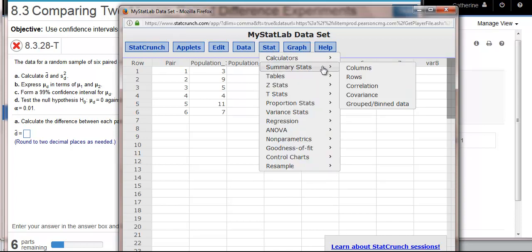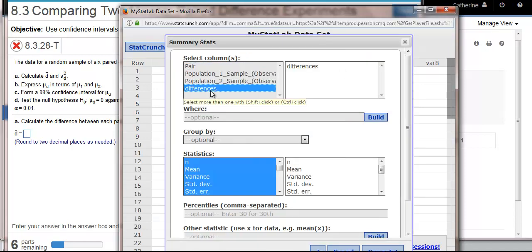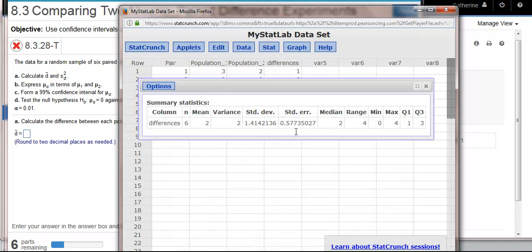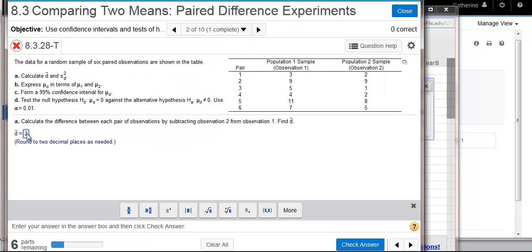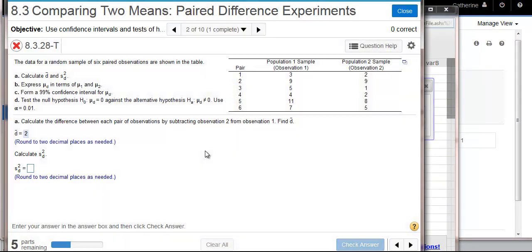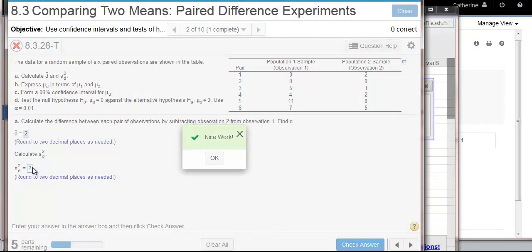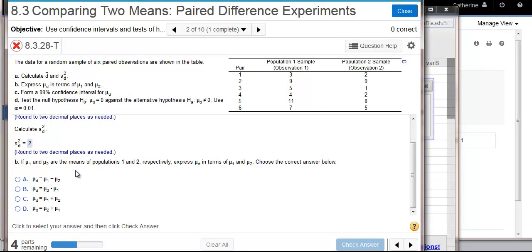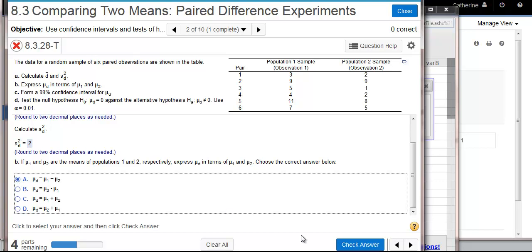So if we go down here to summary statistics for a particular column, I'm going to choose column being differences. And let's compute. So we get the mean is 2 and also the variance is 2. Okay, so let's go over here. The mean of the differences is 2, and we found out that the variance was 2. And now it says if mu1 and mu2 are the means of population 1 and 2 respectively, express the mean of the differences, mu sub d. And so mu sub d would just be the difference of mu1 and mu2.